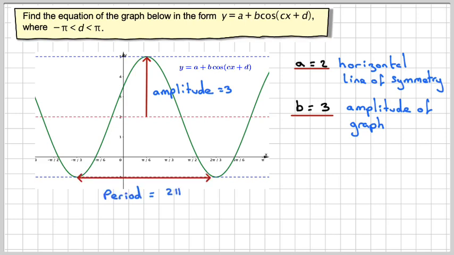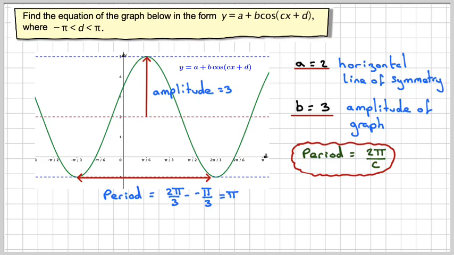Now the period of this graph will be 2 pi by 3, looking at these two minimum points here, minus pi over 3, which will give me pi. Also, the period for any sine or cosine graph will be 2 pi divided by whatever letter you put in front of the x, which in our case is going to be c. So we know the period is pi. So pi will be 2 pi divided by c, and therefore we can see that c is 2. So we've got a, b, and c, and now all we need to do is find d.